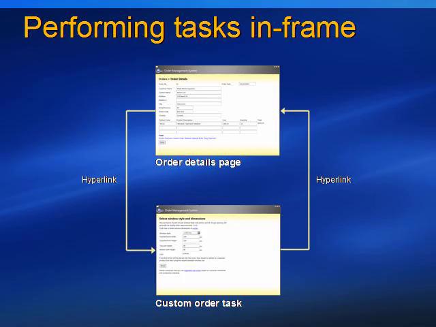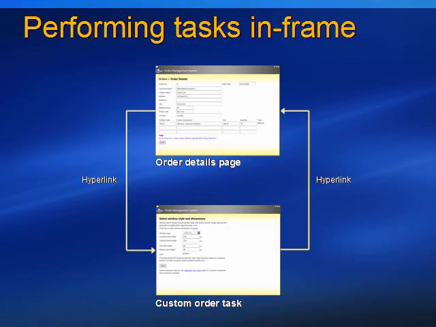The standard way to do this is with hyperlinks. So you navigate from the details page to the custom order task page, and then use a hyperlink to go back. This can work. It does have some issues. It creates a tight coupling of these two pages. They both know about each other. They both depend on each other in a very tight way.